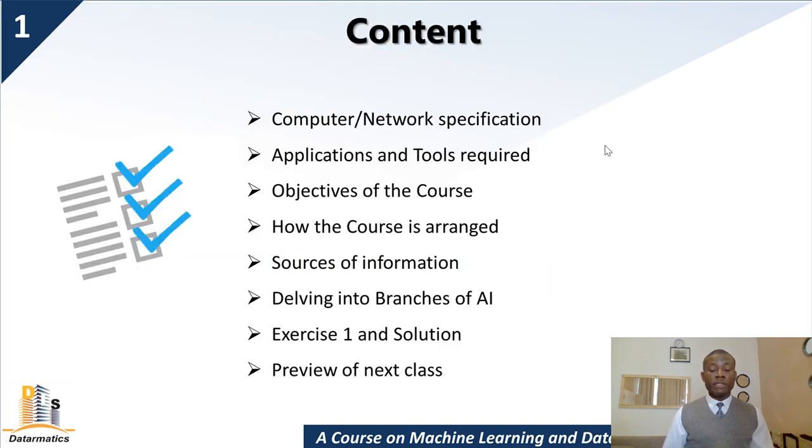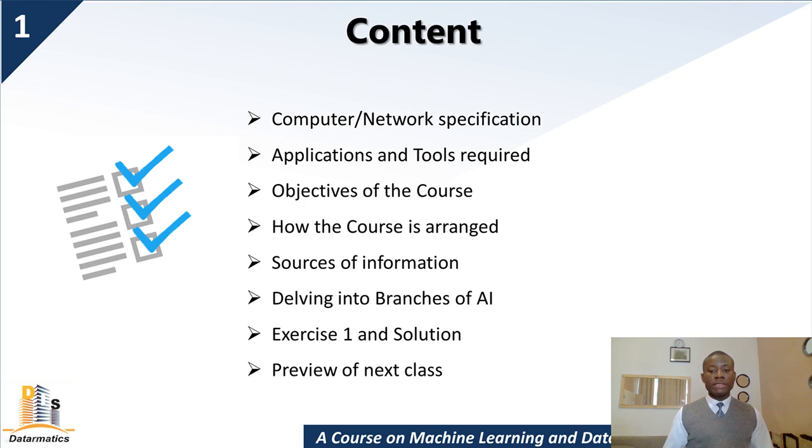So this is what we are going to be covering in these few minutes. We are going to be looking at computer specification, application and tools required, objectives of this course, how the course is arranged, sources of information, delving into branches of AI, exercise 1 and solution, and preview of the next class. And also remember that for every module, there is going to be an exercise and solution.